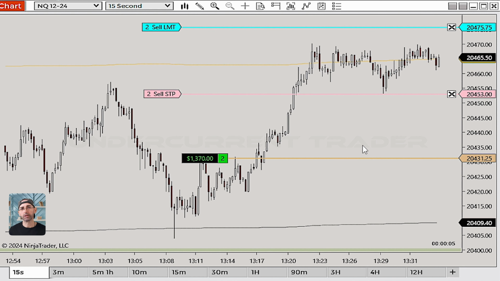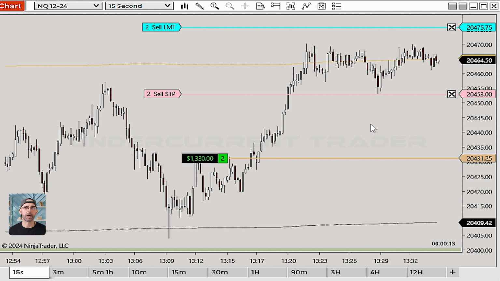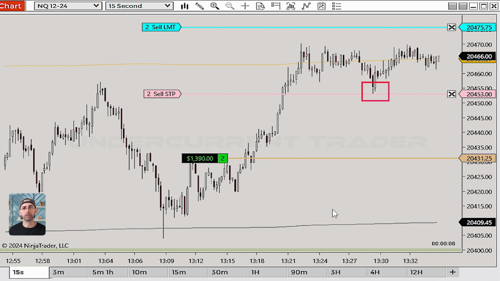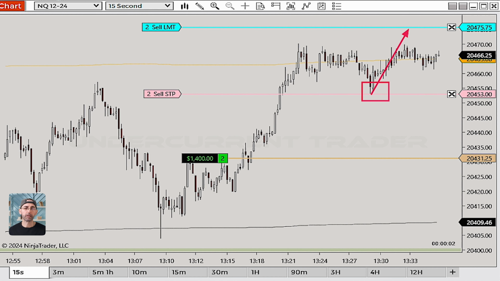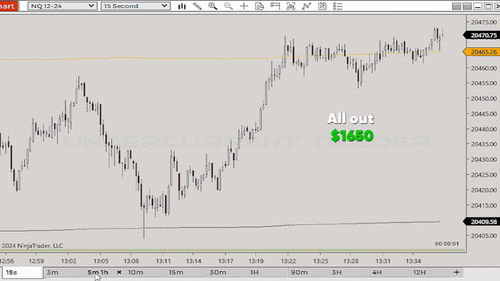I have to admit, though, that for once, luck was on my side as my stop managed to avoid being hit, giving me a chance to rake in an additional 23 points. All right, with this trade wrapped up, let's move on to the next one.